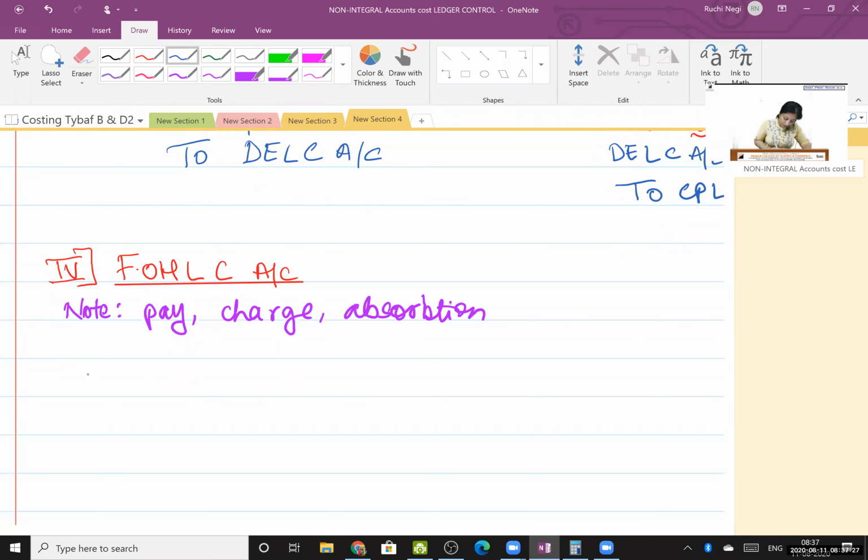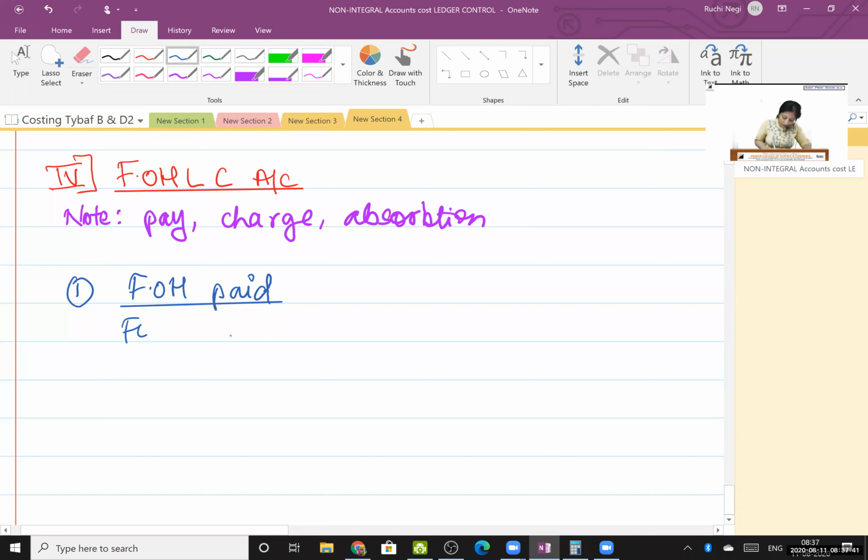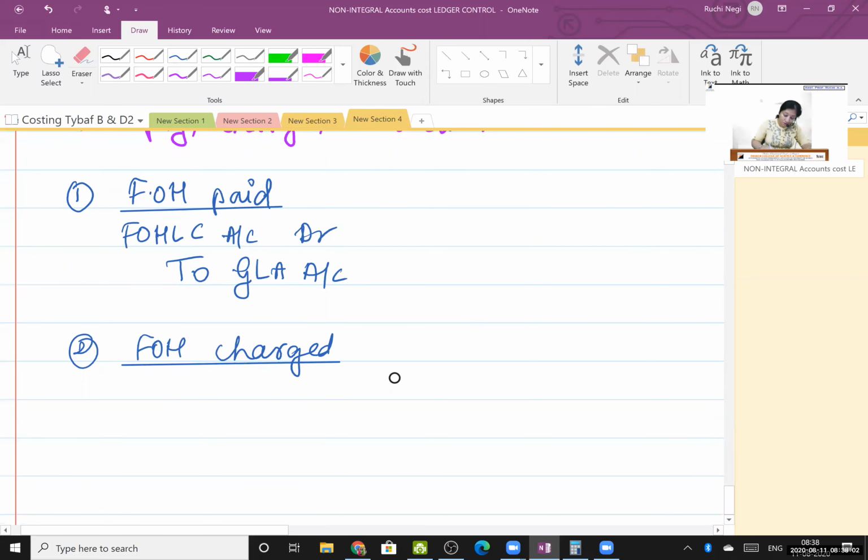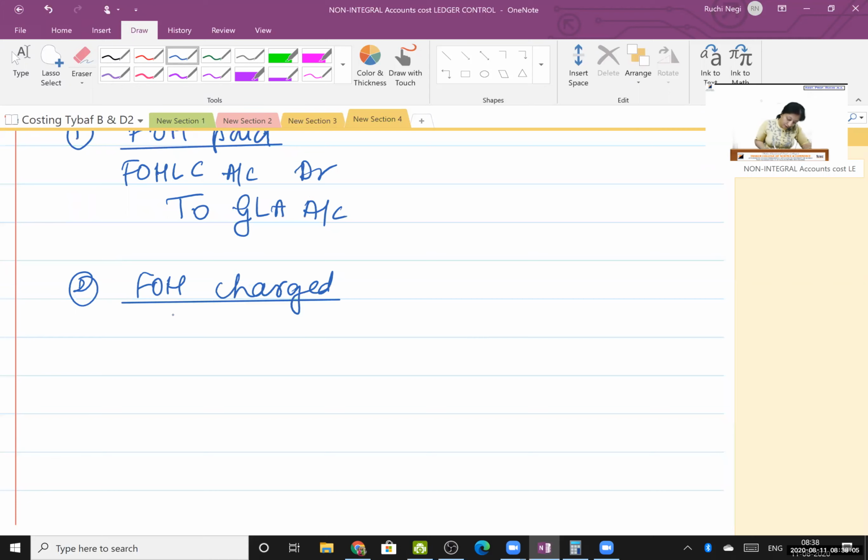Start. First, factory overheads paid. Journal entry. Factory overheads ledger control account debit to GLA. Instead of cash, I'll use this word. Next, charge it. Factory overheads charged. Again, goods are not yet made. Until the goods are made, charge it to WIP.